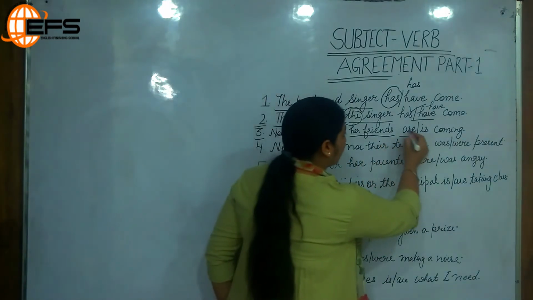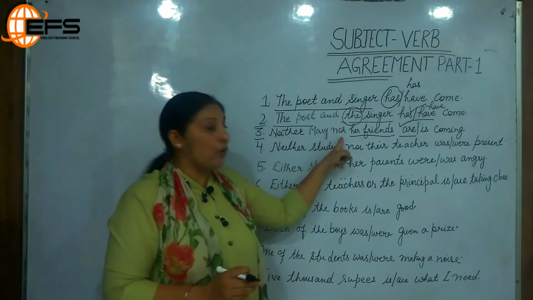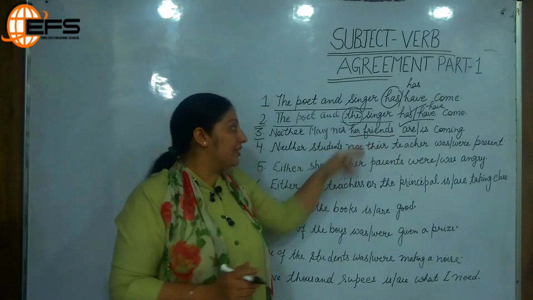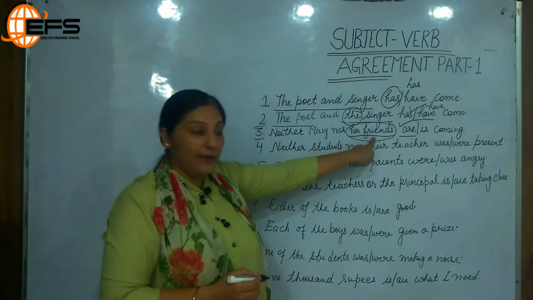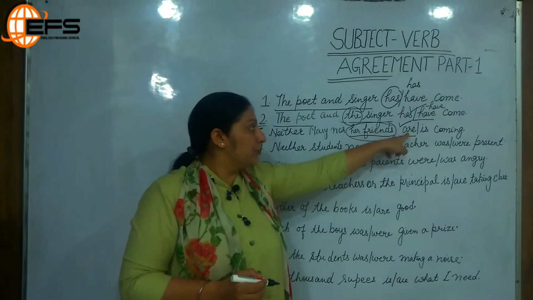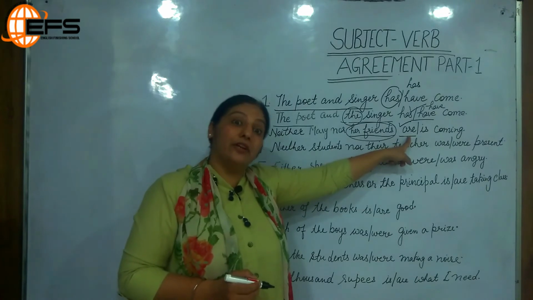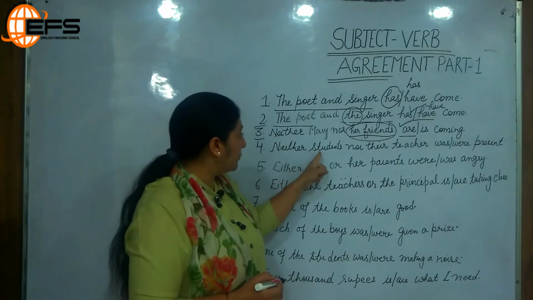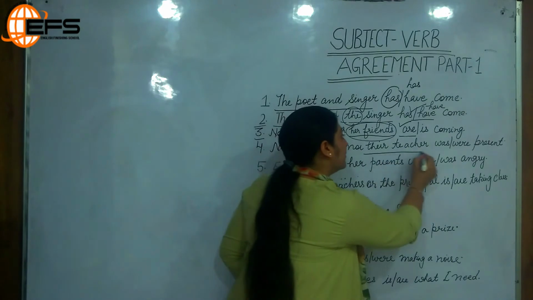Of course the right answer is are, because in this particular formation, whenever neither and nor come in a sentence as a conjunction, we always choose the verb according to the second subject. Now if the second subject is plural, we will have a plural verb. Is or are, so we will have are. If there is was or were, we will use were. If there is has or have, we will use have. Now in this particular sentence, fourth, neither students nor their teacher, we have a singular subject.